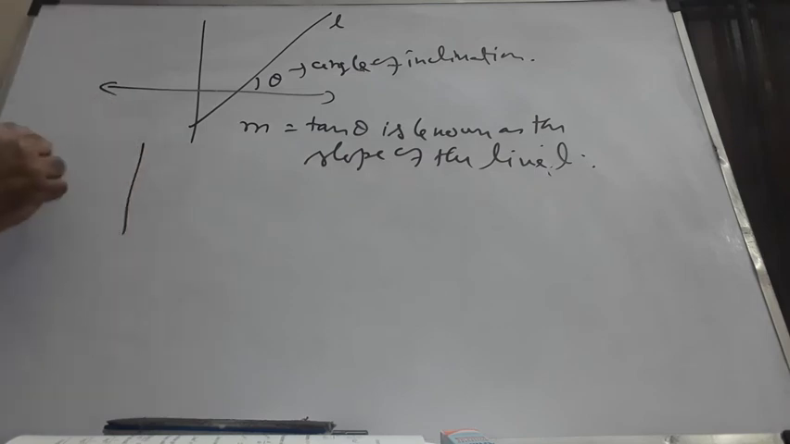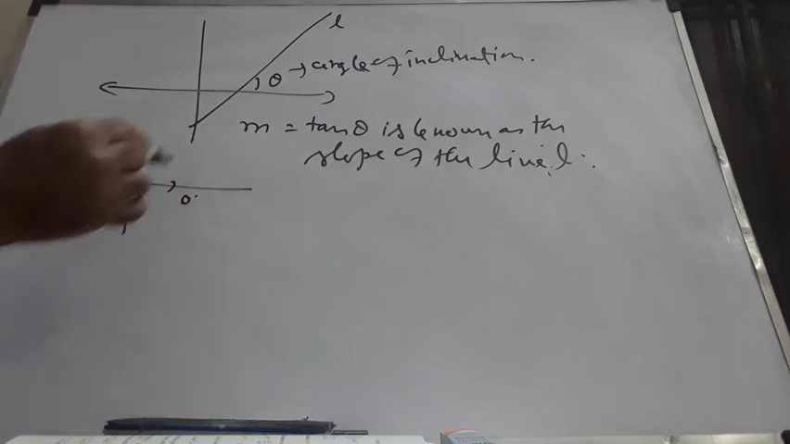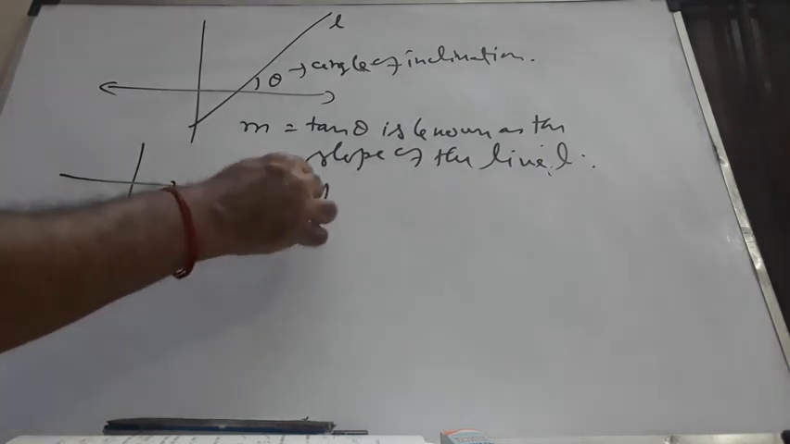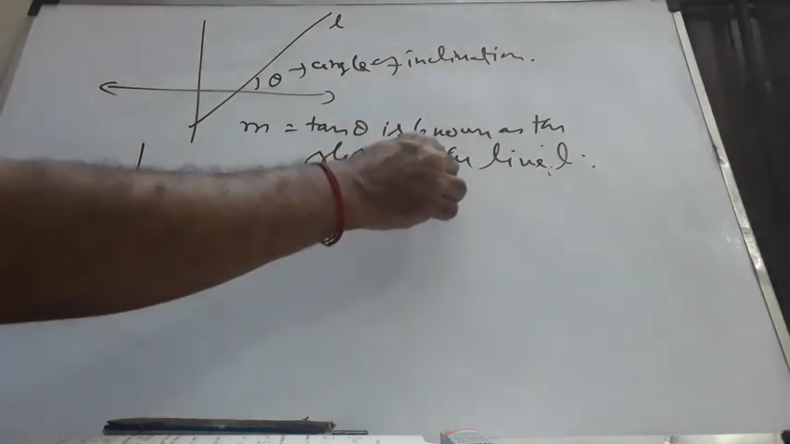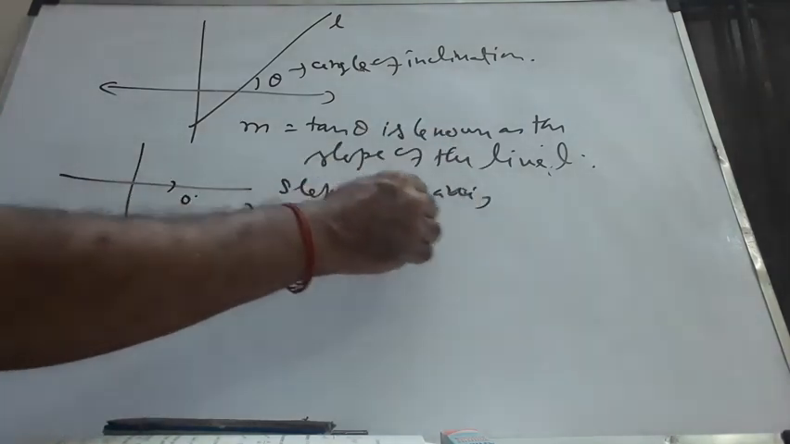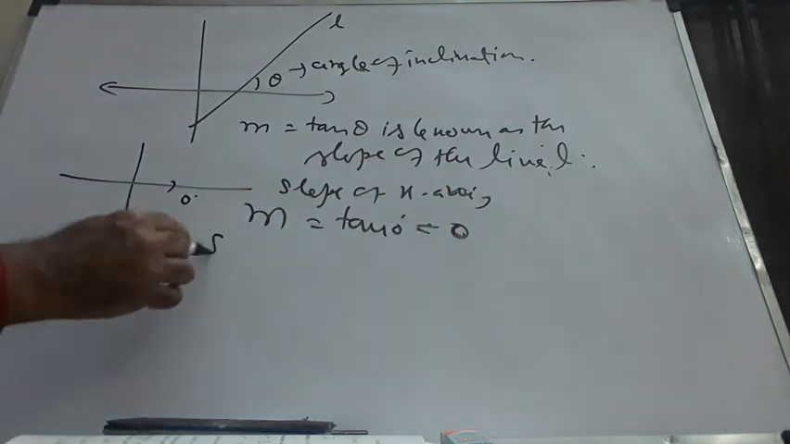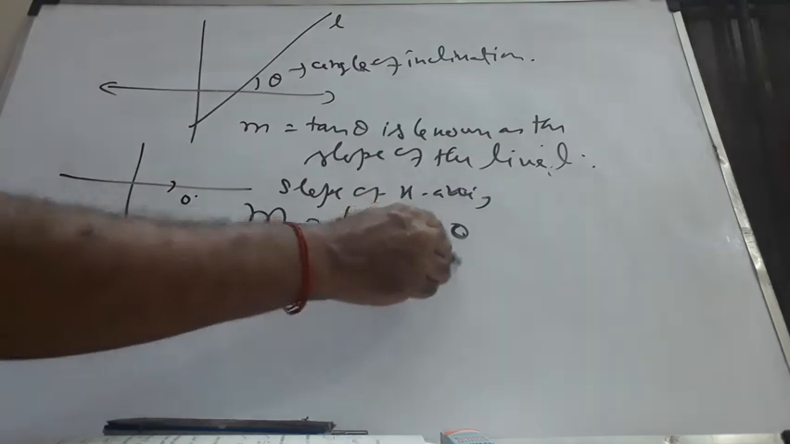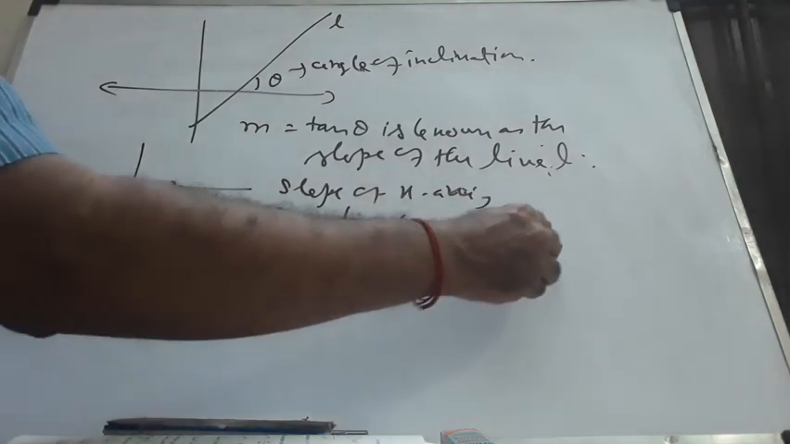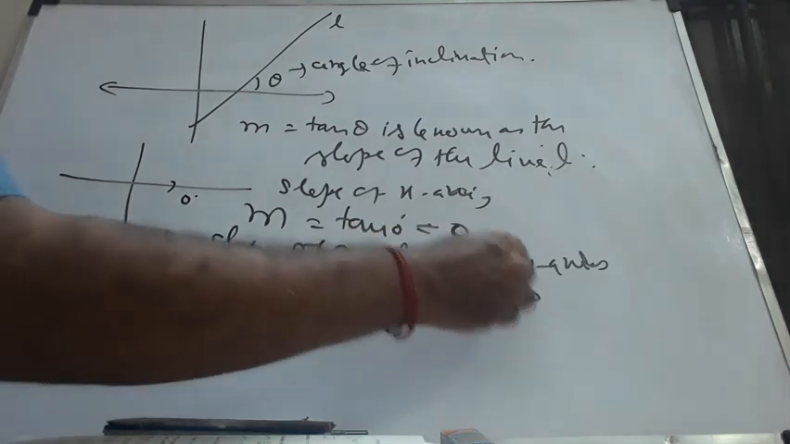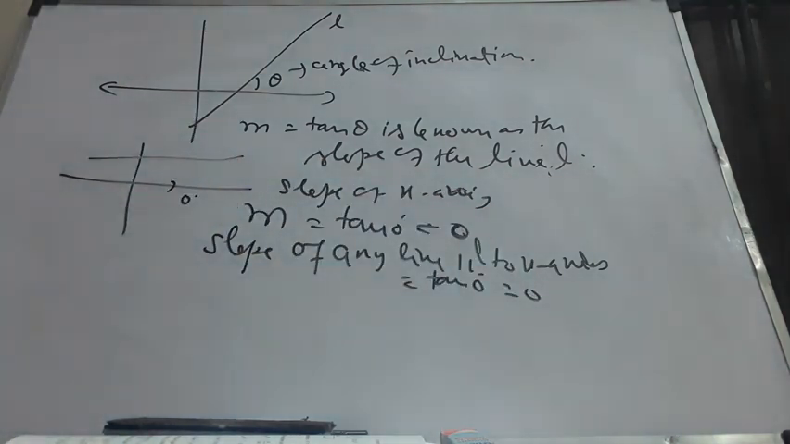Now if I think about simply the x-axis, it makes angle 0 degree with itself. Therefore slope of x-axis will be m equal to tan 0 degree, which is equal to 0. Similarly, slope of any line parallel to x-axis is again tan 0, which is equal to 0. If you think of a line parallel to x-axis, the angle made by that with x-axis is 0 degree.